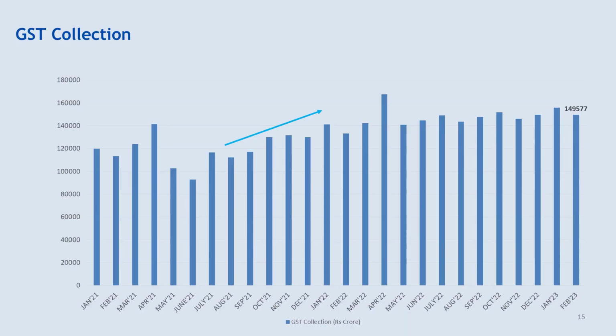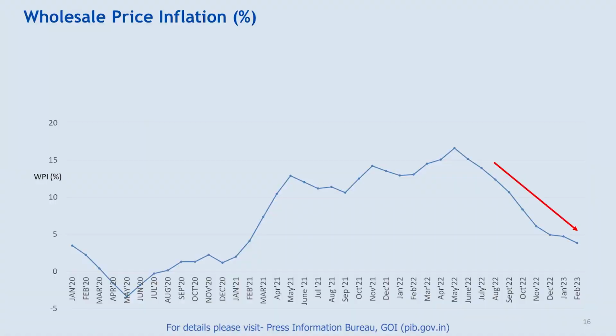Somewhere, probably increased economic activity is the reason for this kind of credit growth. Ultimately, all this data flows into the GST collection numbers. And as we can see in this chart, GST collection numbers have remained above rupees 1.5 lakh crores for the last 12 continuous months.